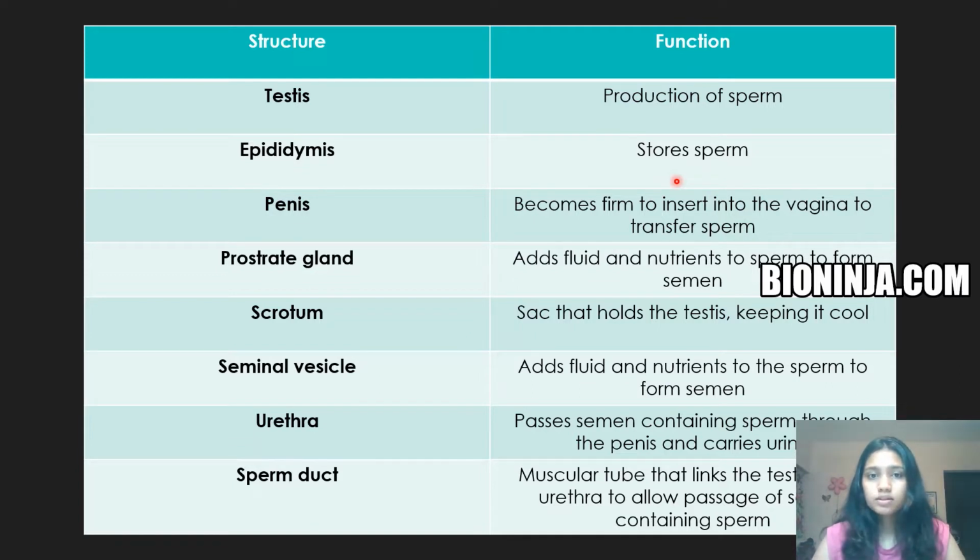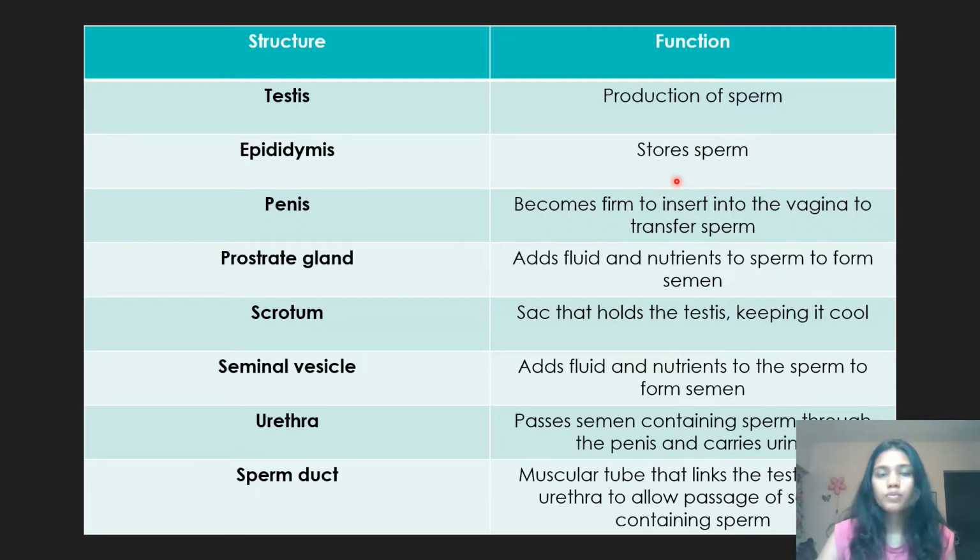Then you have the penis, which primarily serves to insert sperm into the vagina during sexual intercourse. We will look at sexual intercourse in the slides to come, but basically sexual intercourse is when the penis hardens and is inserted into the vagina, and sperm is transferred from the testis via the sperm duct through the penis into the vagina.